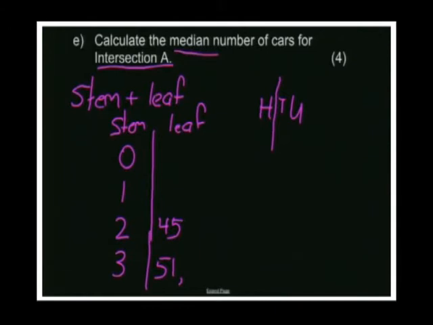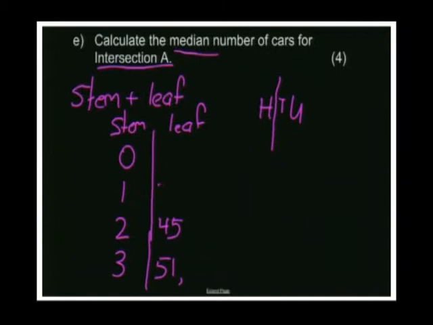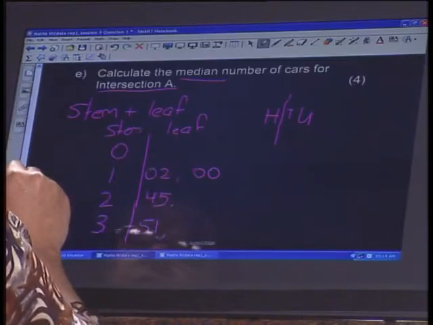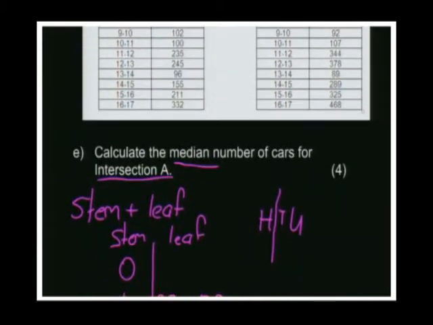The next one after that is 100. I'm going to go back up. 102. And then the one after that is 100. So I'm just placing them like that. It's going to make it easier for me to actually put them into some form of numerical order. Then 235. So I place my 35 in the leaf. Moving up, 245.